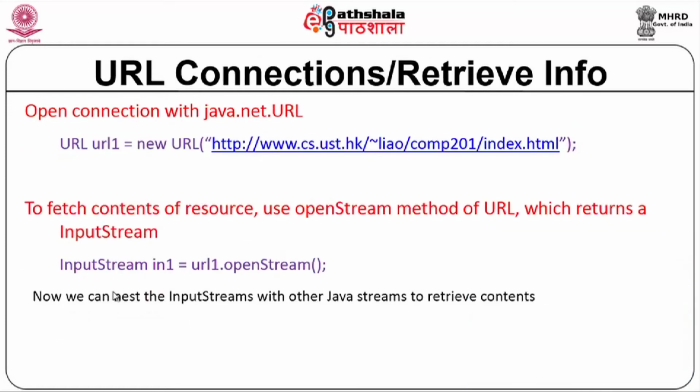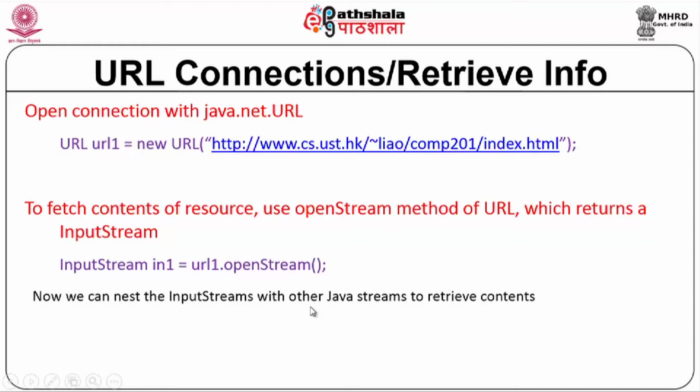Now, we can see how we open a connection to a URL. In order to open a connection, first we need to import the package java.net.*. Within this package, as we know, we have a class called URL. Now, the first step is to create a URL object. You create a URL object by specifying the resource specification, which should be given as a string.